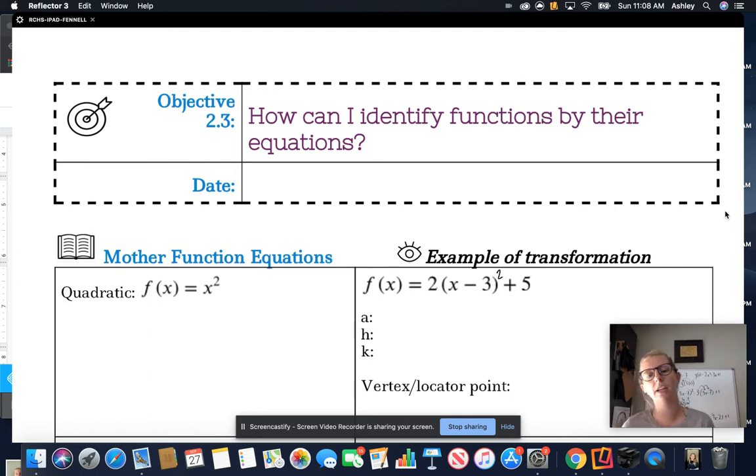Hello, lovely 3H students. Today we are going to talk about how we can recognize and identify key transformations of functions by their equation. So a couple things that we want to go over.